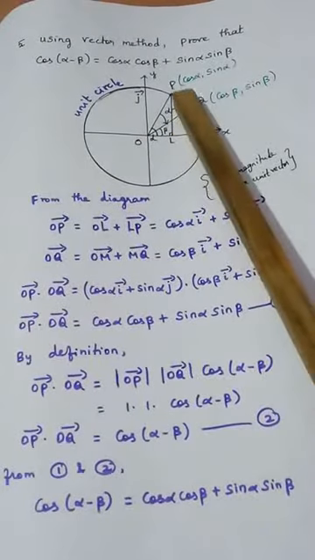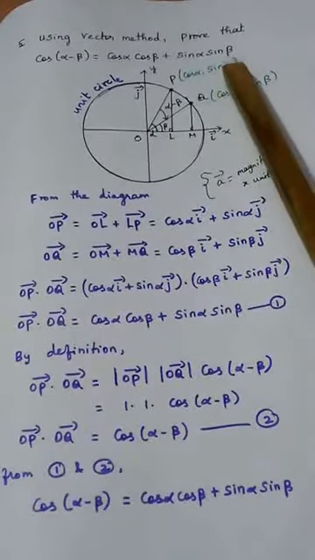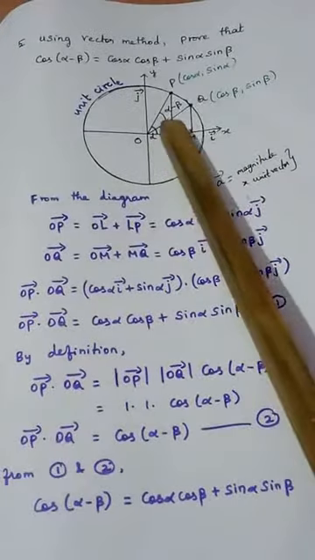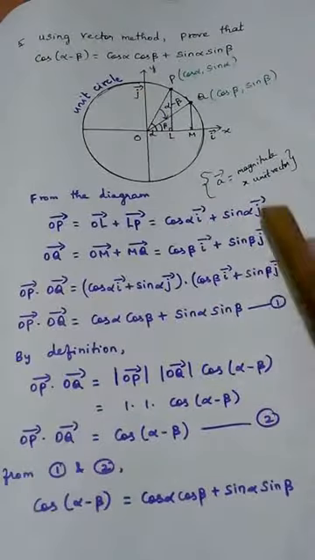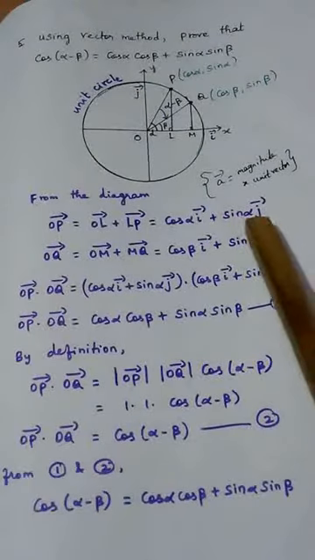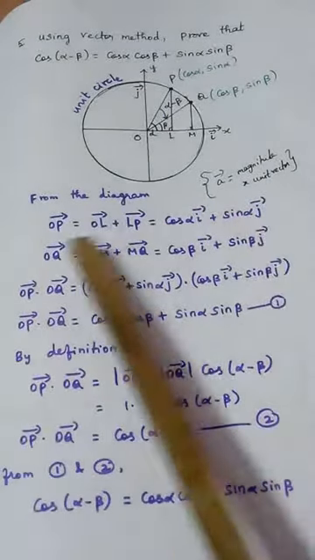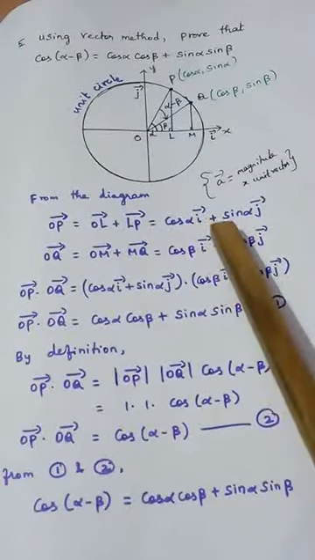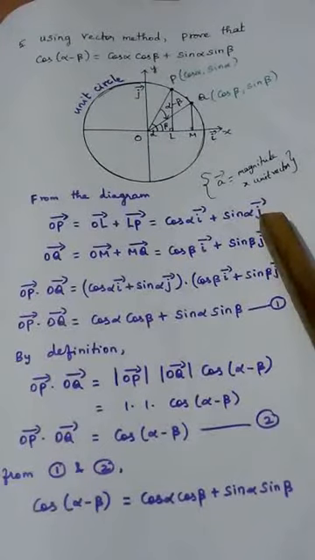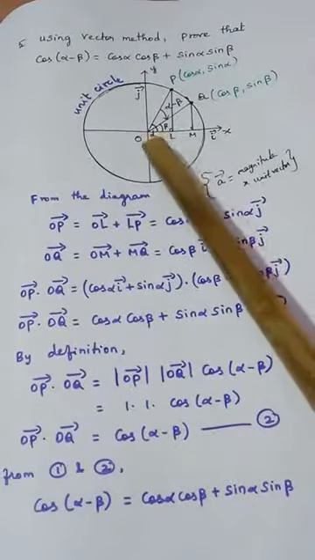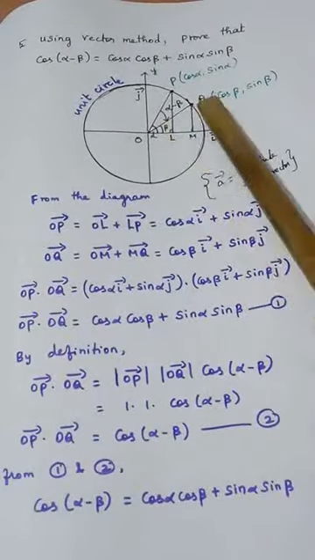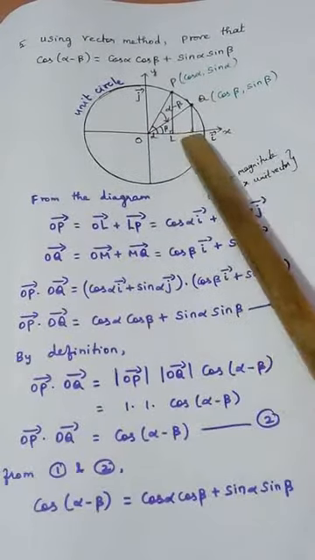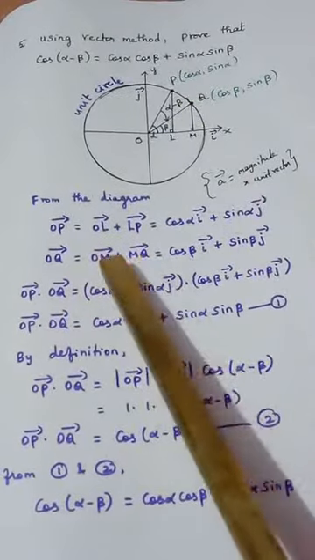LP means this, the value of y. Y value is sin alpha. The length is sin alpha. It goes in y direction, so unit vector is j vector. So sin alpha j vector. So OP is equal to OL plus LP, magnitude into unit vector plus magnitude into unit vector. Similarly, OQ vector is nothing but this. That can be written as OM vector plus MQ.